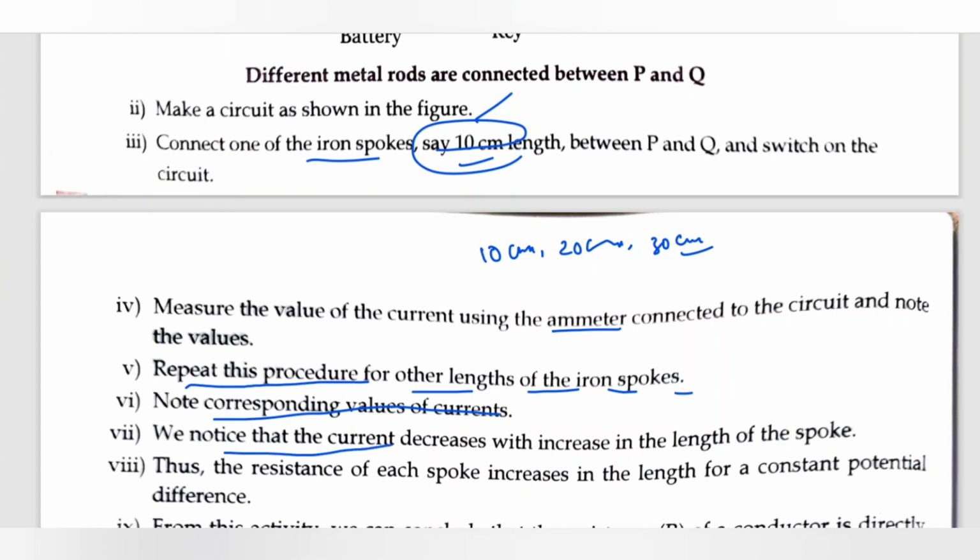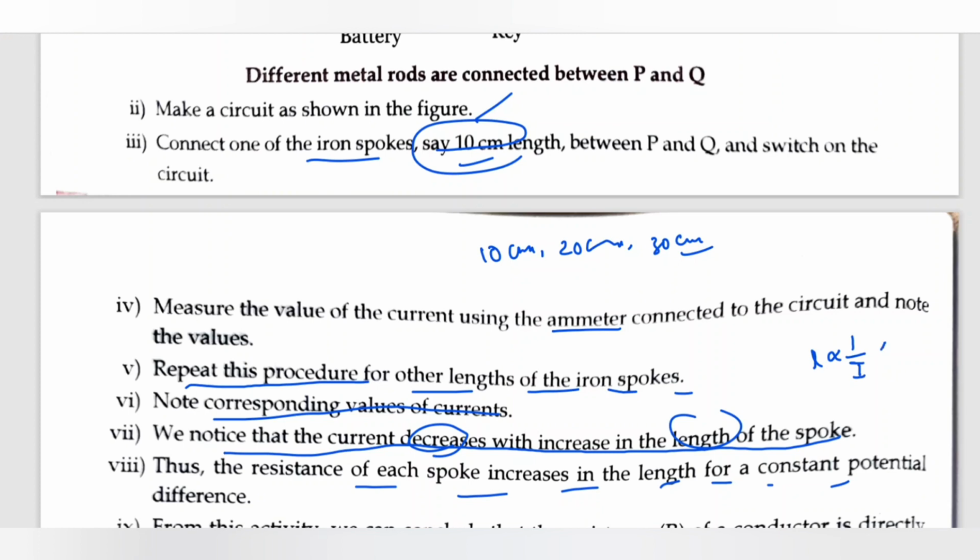We notice that current decreases with the increase in length of the spoke. So as the length increases, the current decreases. They are inversely proportional. Here current decreases as the length increases. Thus the resistance of each spoke increases with length for a constant potential difference.